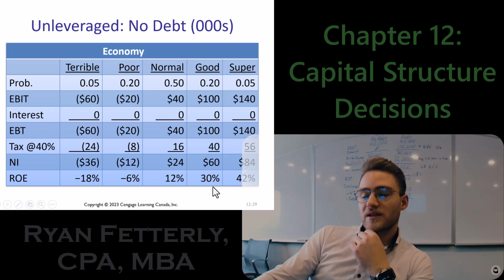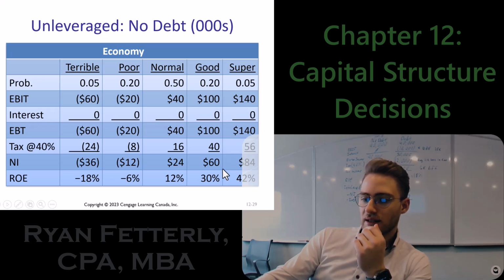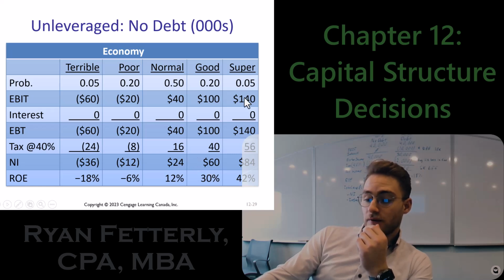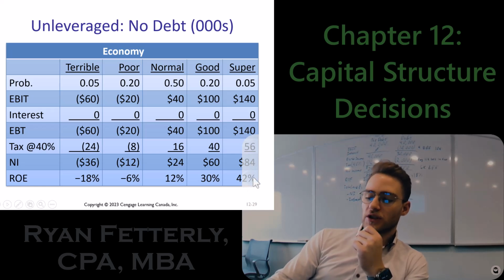In a good year, we'd expect about a 30% return for our shareholders. There's a 20% probability of this happening, at earnings before interest and tax of $100,000 with a net income of $60,000. Whereas in a phenomenal year, with a 5% chance of this happening, we'd have $140,000 in earnings before interest and tax. We pay $56,000 in tax, we have $84,000 net income, and we generate a 42% return for our shareholders.